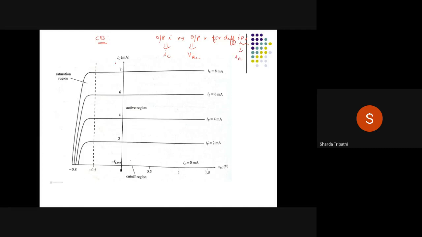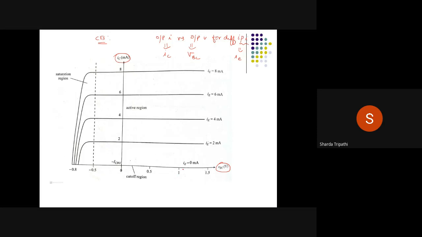So the first observation we make over here is to cross-check the variables. On the y-axis, we have IC. On the x-axis, we have VBC. And then this plot is repeated for different values of emitter current. Now, based on these output characteristics, we can actually differentiate the regions of working of this transistor. How can we do that?